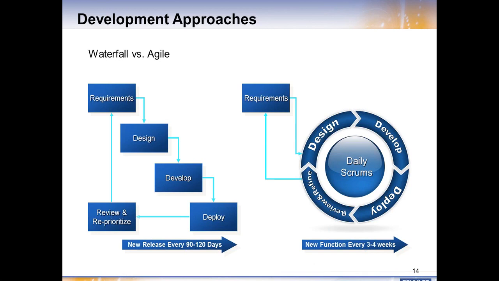Very quickly, a couple different approaches you have, and maybe you've seen these before. Your waterfall, where you follow the typical gather requirements, design the solution, build it, deploy it, and then iterate. And with data warehousing, we typically like to do that in 90 to 120 day release cycles. That way, value is being created every quarter or so.